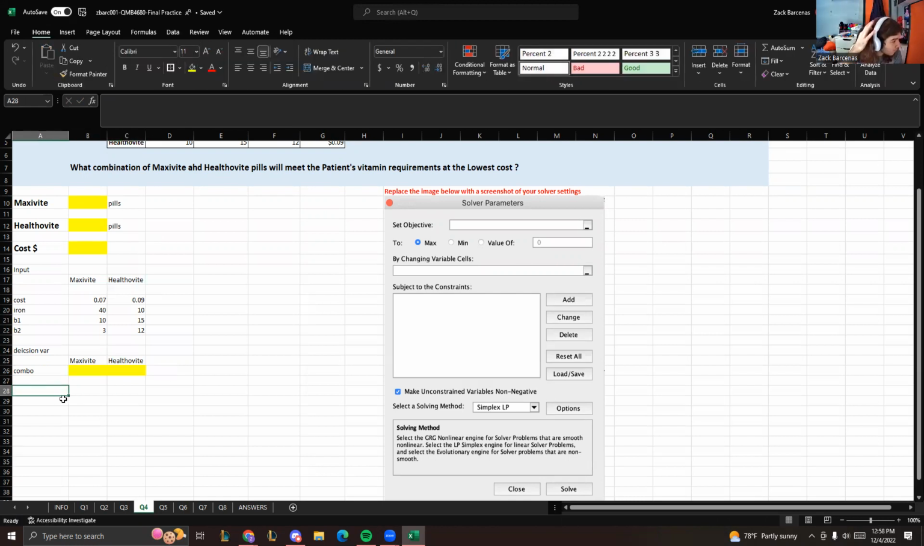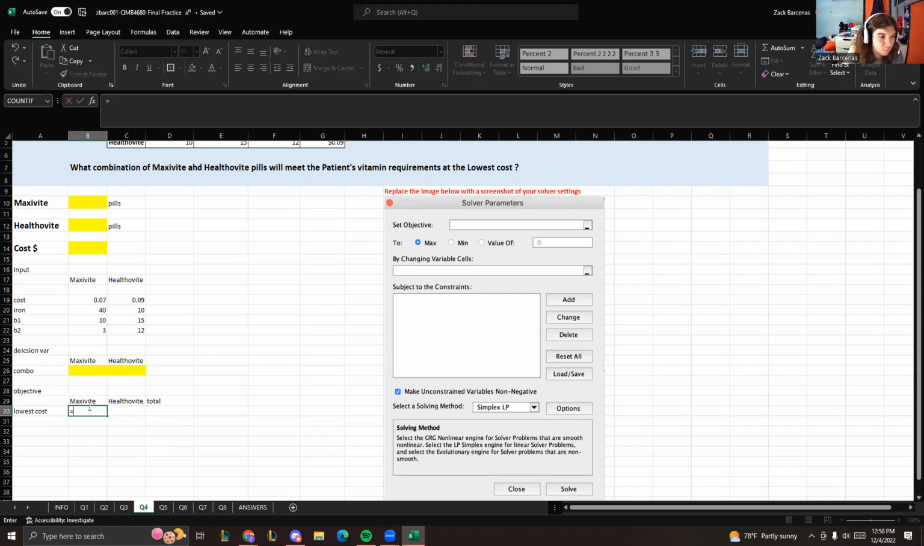Then we're going to do the objective, which is to get the lowest cost. Copy, paste the titles. There we go. And then we're going to make a total column. This is going to equal this times the cost. This is going to do the same. This total is going to be the sum of these two.